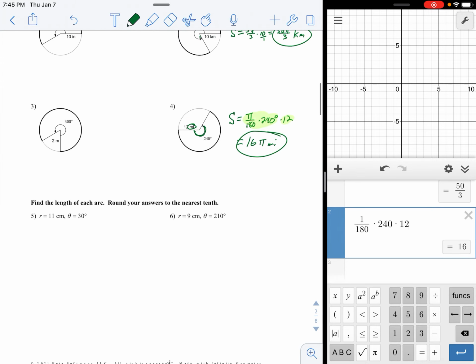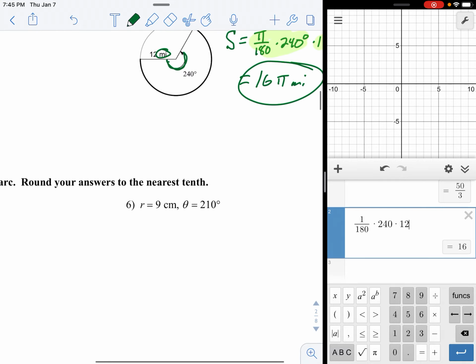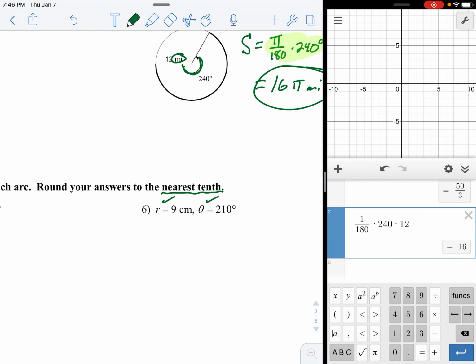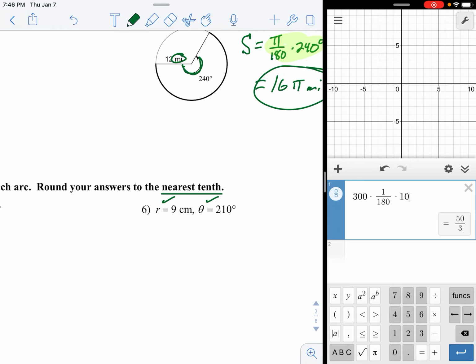Now the next problem is a little different. There is no diagram. Doesn't really matter. They flat out tell us what theta is and what the radius is. Round the answer to the nearest tenth means we actually are not going to use the pi symbol. We're going to use the value of pi.